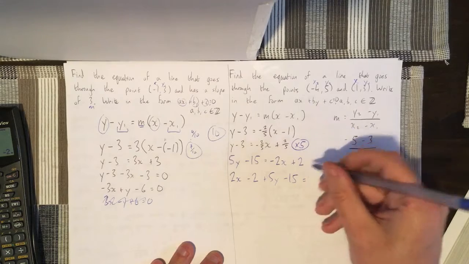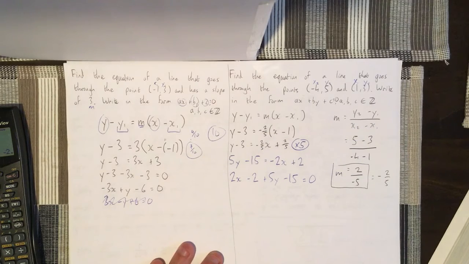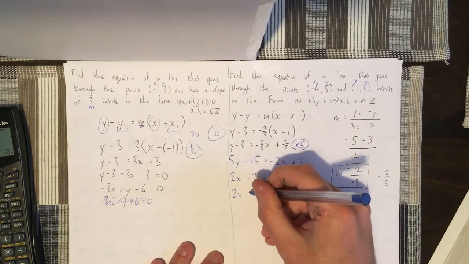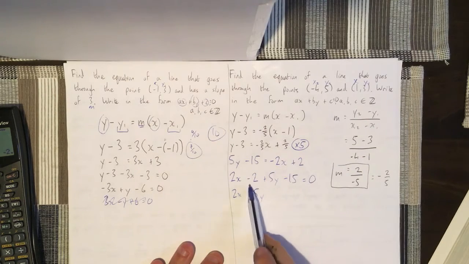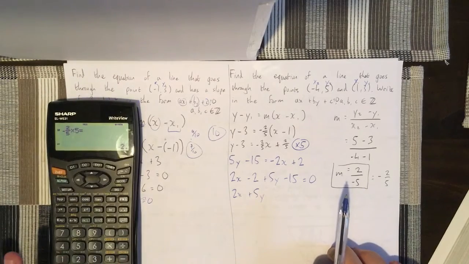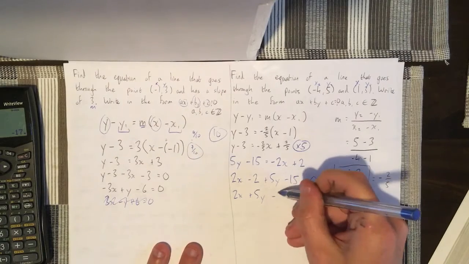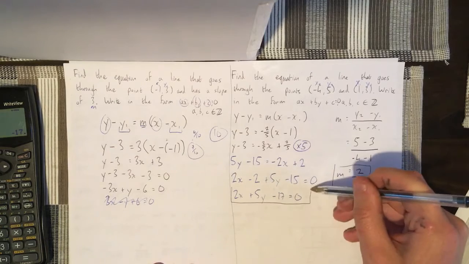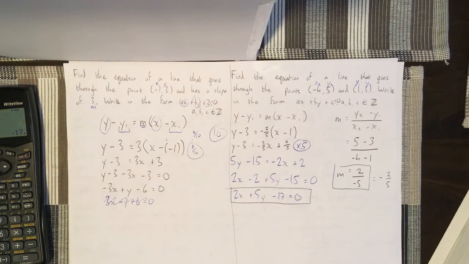Equals, I've moved everything off the right hand side, so I'm left with nothing over there. Then I've got 2x, I've got 5y, and I've got minus 2 minus 15. So minus 2 take away 15 is minus 17, equal to 0. So there is your answer for that one. Okay, so as I say, in the form ax plus by plus c equals 0. So got rid of any fractions that were there and moved everything over to the left hand side.